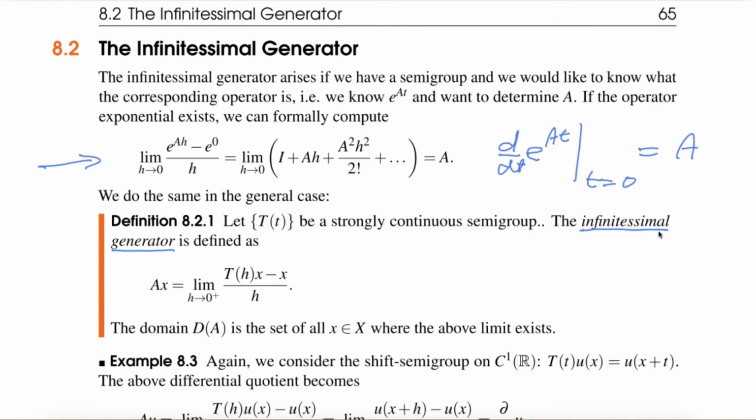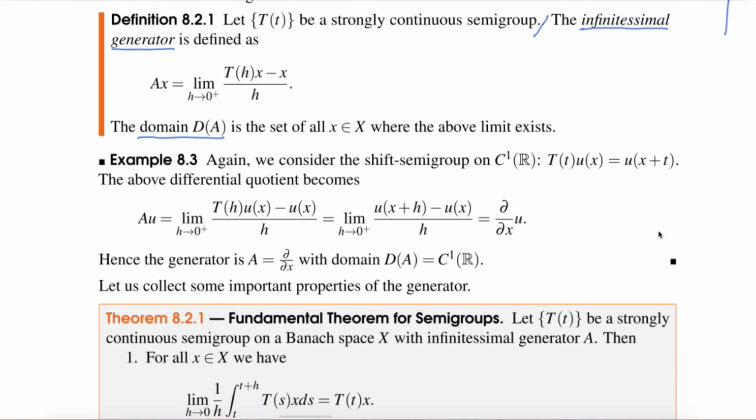So let T be a strongly continuous semigroup, and then the infinitesimal generator is the limit as h goes to 0, T of h x minus x divided by h. And then we make it very simple. So maybe this exists or not, so we just put this in the domain. So whenever this limit exists, we call it in the domain, and if it does not exist, then it's not in the domain.